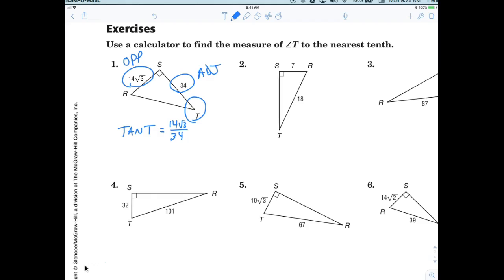So what trig function is for opposite and adjacent? That would be tangent. All right, so you write it out just like that. Now, the mistake most people make here is they're solving for T, so they think they divide by tangent. That is completely untrue. So listen to what I'm telling you now.